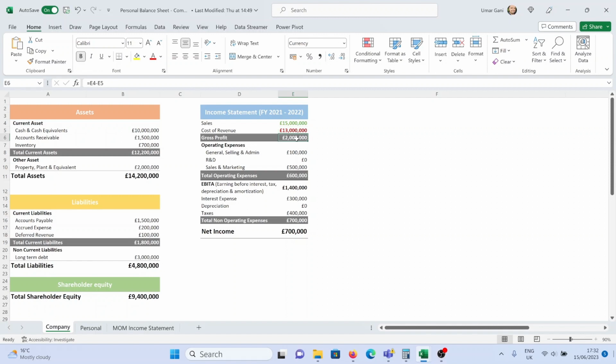Now, the gross profit is the profit before the expenses and the taxes, which is total sales minus total cost of revenue, which is 15 million minus 13 million, which is 2 million.